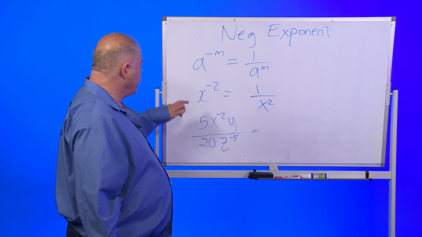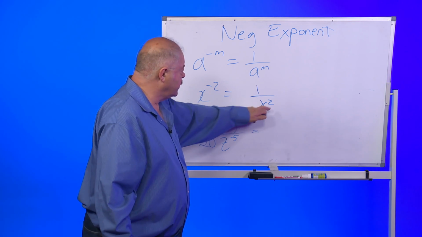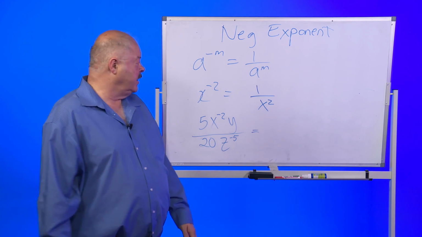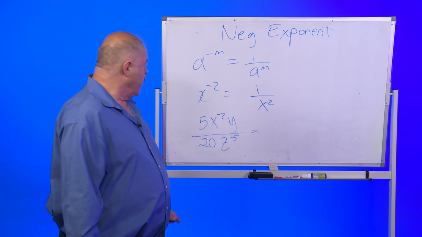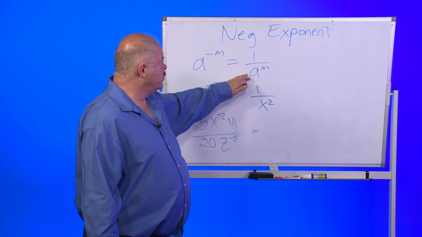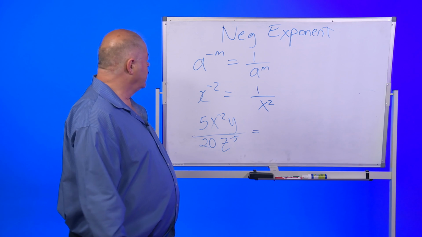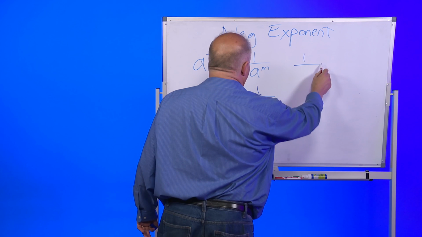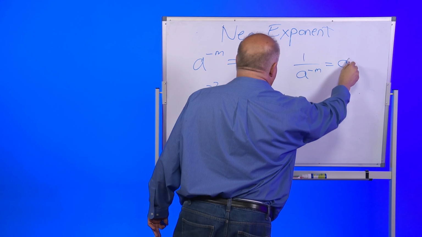So it inverts it and it gives you a positive number. Because what you want to do most of the time when you're solving these is end up with positive exponent numbers. And so we flip things around. A to the minus m is 1 over a to the m. Similarly, 1 over a to the minus m is a to the m.